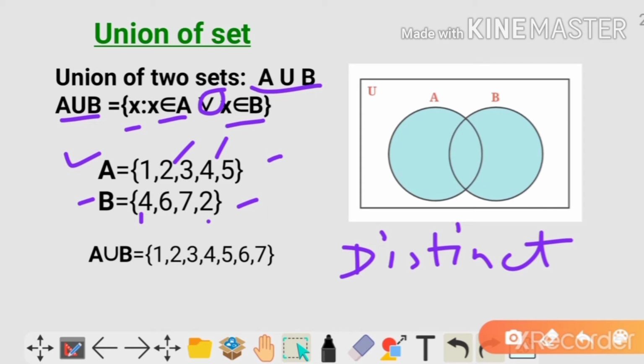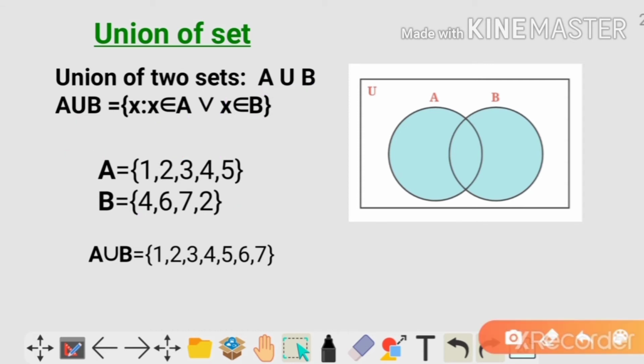Now look at the Venn diagram. So the Venn diagram shows the colored part actually denotes A union B. Here we include all the elements of A, B and the common elements of A and B. So this is the Venn diagram of A union B. Now let's move to the next operation.